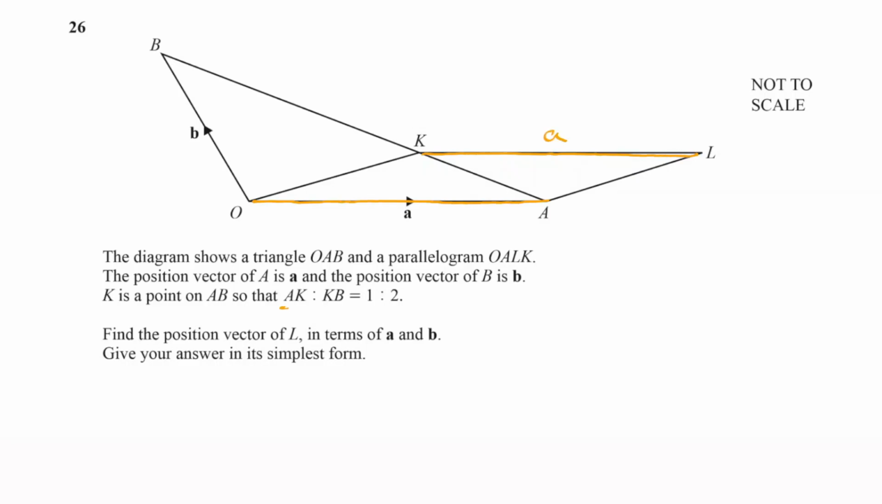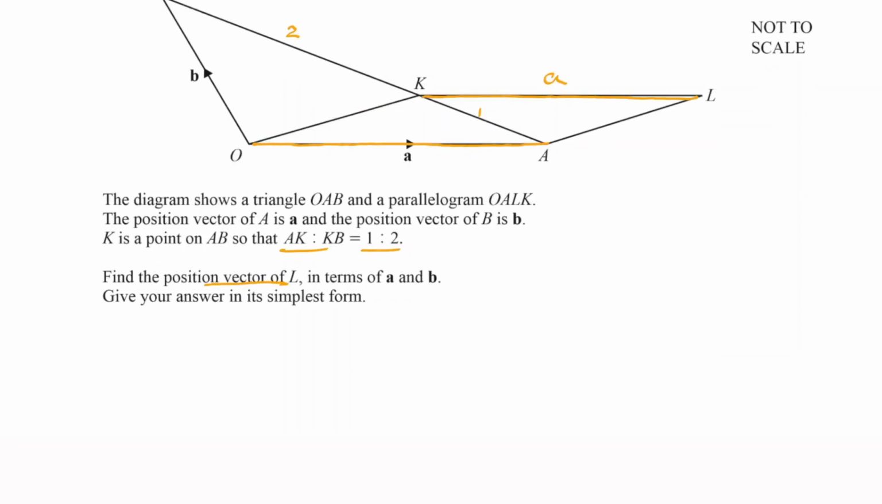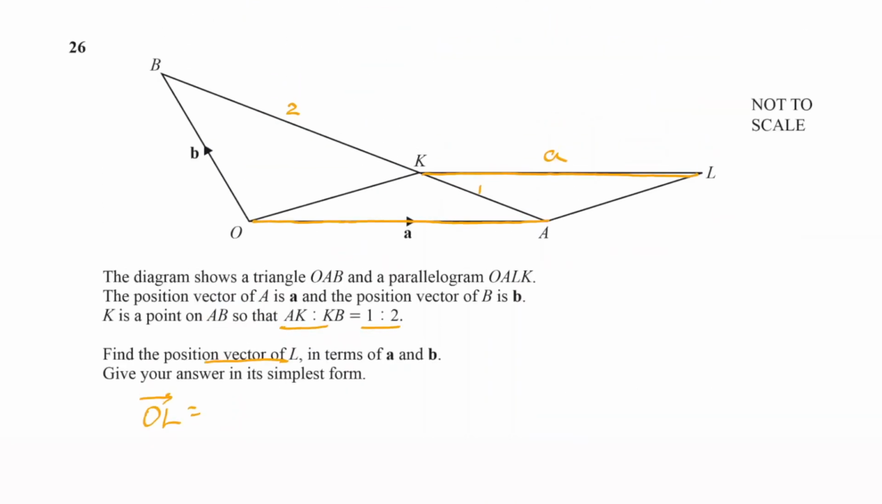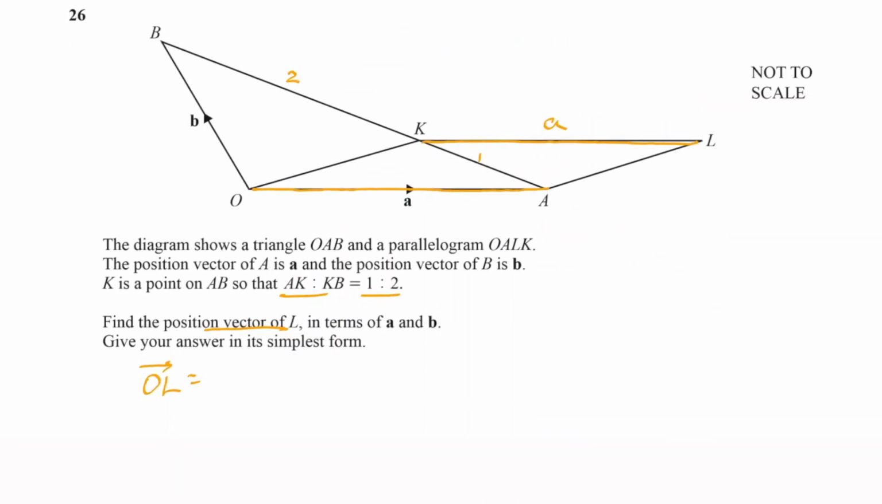And they are also giving that AK and KB are in the ratio 1:2. AK is 1 and KB is 2, right? So we have to find the position vector of L. Position vector of L means OL, we have to find. And OL will be equal to what? OL is this one. Let me draw with another pen. So this is OL. We can go by this direction, OA plus AL, right?